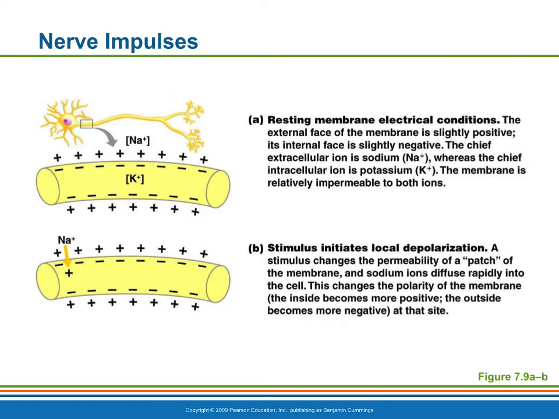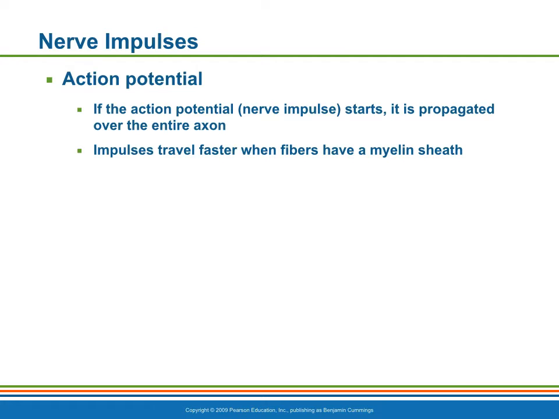In Figure A, it shows the resting membrane electrical condition, where sodium is on the outside and potassium is on the inside. In B, it shows what happens when a stimulus causes depolarization and the sodium starts rushing into the cell. The nerve impulse is an all or none response. It's like firing a gun. It is either propagated over the entire axon or it doesn't happen at all. The nerve impulse never goes part way along an axon's length, nor does it die out halfway through.